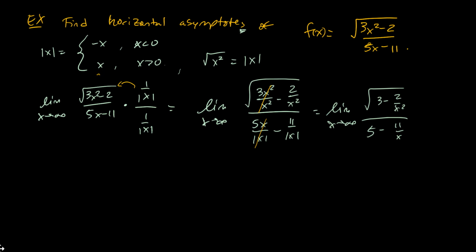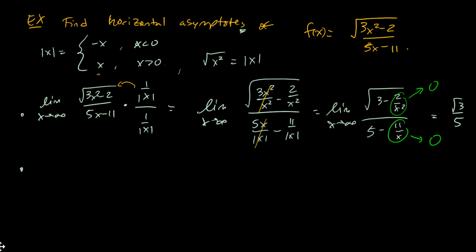Now I can see that the 2 over x squared is going to trend to 0 as x gets incredibly large. The 11 over x trends to 0 as x gets incredibly large. And so this thing does end up being root 3 over 5. So there is my horizontal asymptote as x goes to infinity.